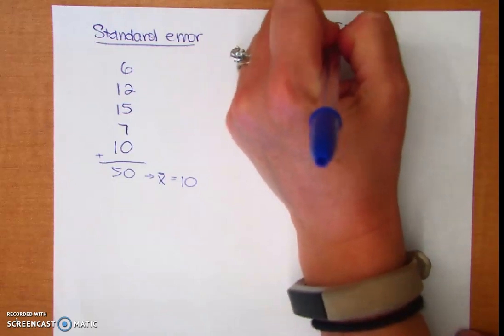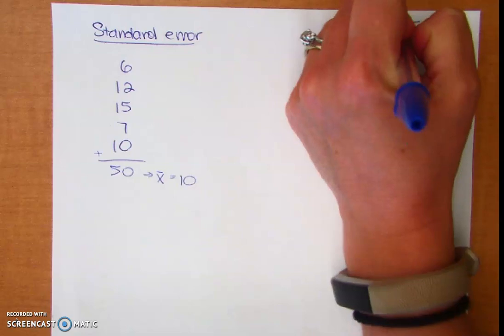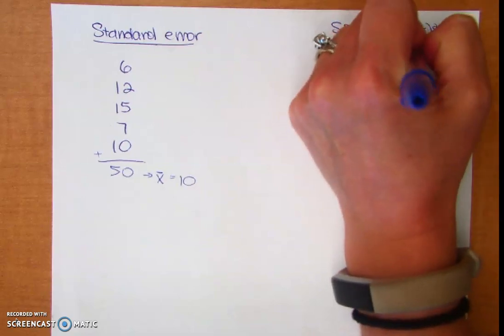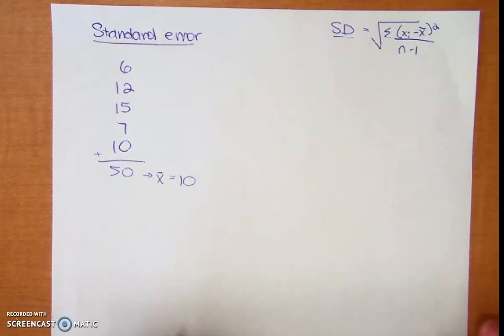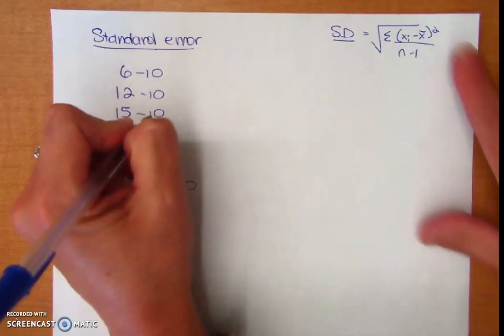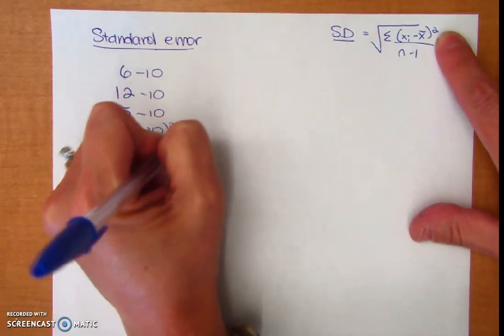So if you'll remember, standard deviation, the formula is the square root of the sum of each individual x minus the mean squared over n minus 1. Don't have to memorize that, it's on the formula sheet. All right, so minus 10, I'm subtracting the mean. I'm going to square it.